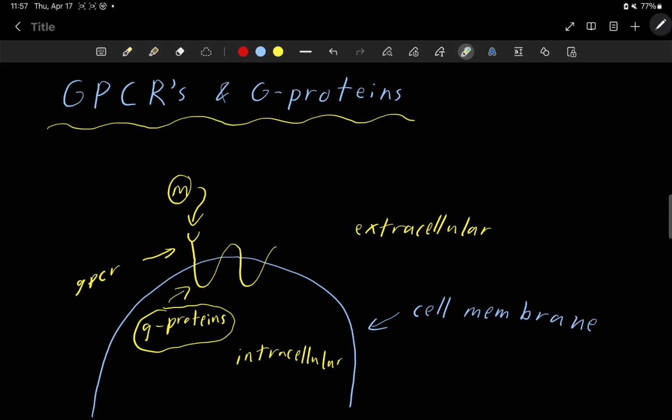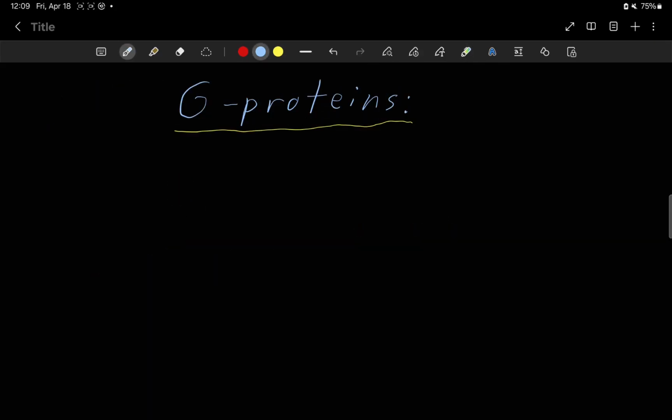But before we get ahead of ourselves, let's take a look at what G proteins actually are. Alright, so G proteins are basically a type of protein that is made of three different subunits. You got your alpha subunit, your beta subunit, and your gamma subunit. Don't ask me why they draw gamma as Y, but they call this the trimeric protein, meaning it's made of three different parts, hence the name tri.